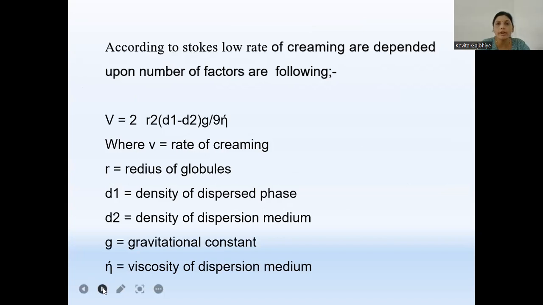According to Stokes law, the rate of creaming depends upon a number of factors. This is the formula: V equals 2R squared (D1 minus D2) times G, divided by 9 eta. Where V is the rate of creaming, R is the radius of globules, D1 is the density of the dispersed phase, D2 is the density of the dispersion medium, G is the gravitational constant, and eta is the viscosity of the dispersion medium.